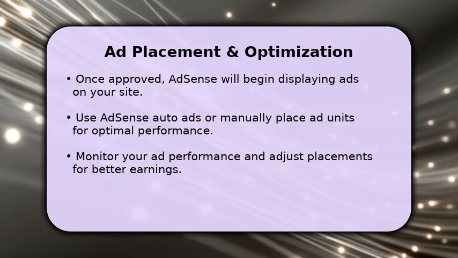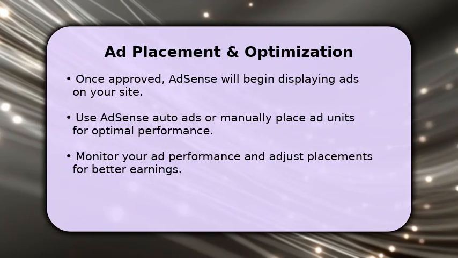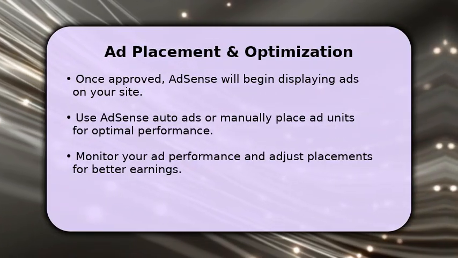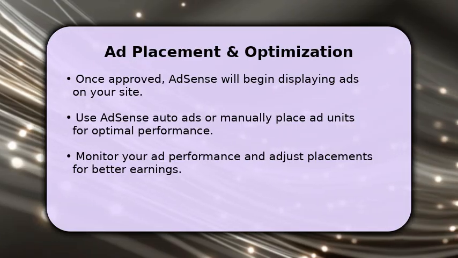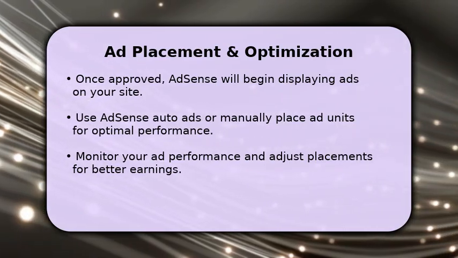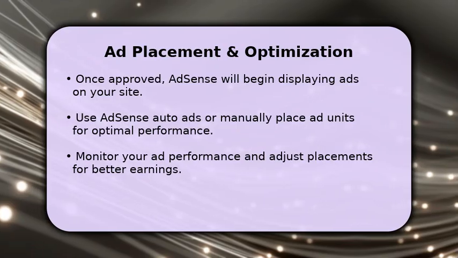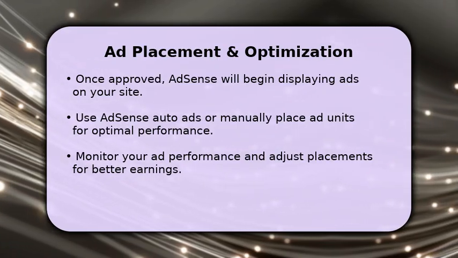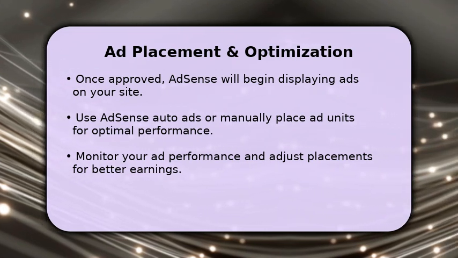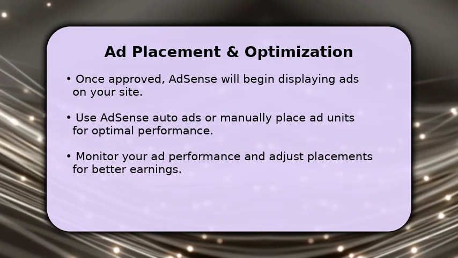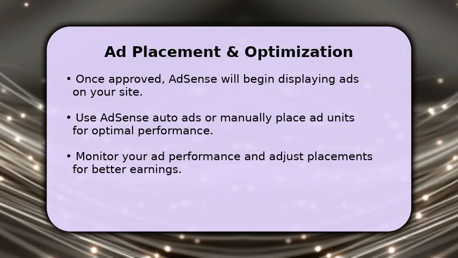Congratulations, your site is approved. AdSense will now start showing ads. You can choose to use AdSense Auto Ads, which automatically place ads for you, or manually create and place specific ad units. Experiment with different ad formats and locations. Regularly monitor your ad performance in your AdSense account. Adjusting placements and types can significantly improve your earnings over time.